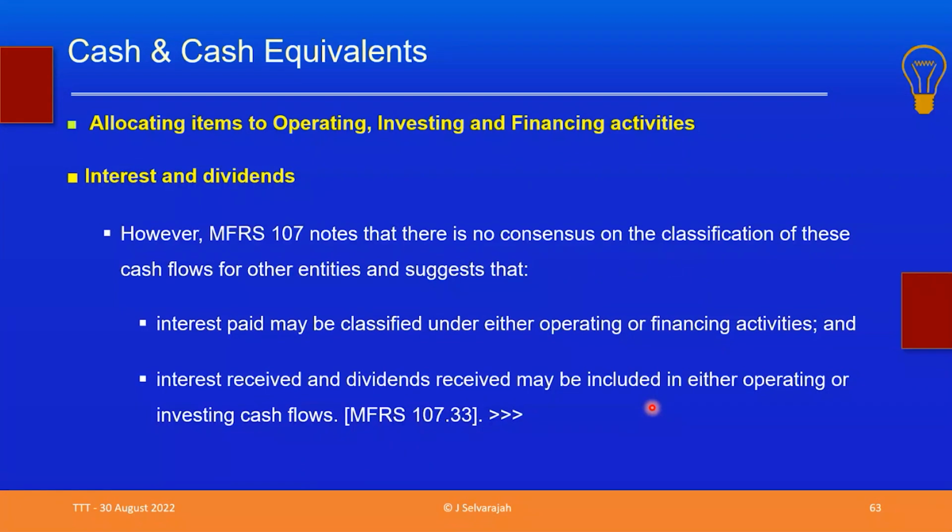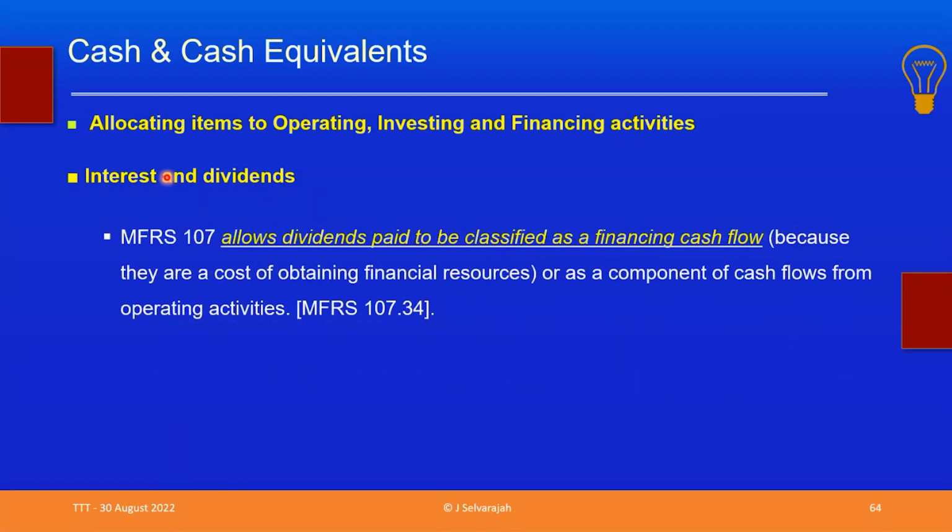All right. Okay. MFRS 107 allows dividends that are paid to be classified as a financing cash flow, because they are a cost of obtaining financial resources, or as a component of cash flow from operating activities. Now, it says you can classify dividends as financing cash flow, all right, rather than putting it as a distribution of dividend. But most companies do not do this. Most of it never put in financing cash flow for very obvious reasons.